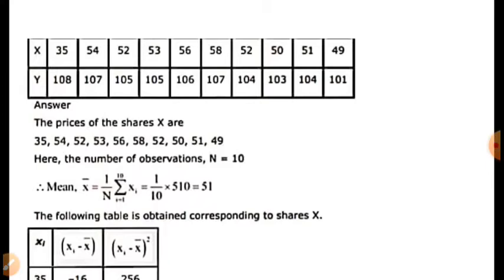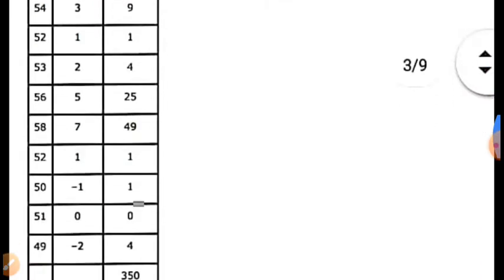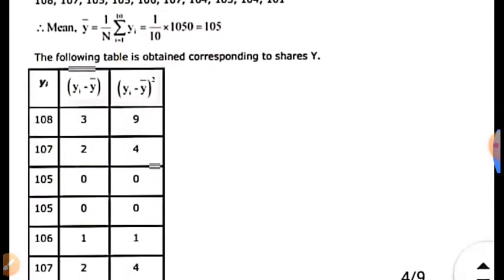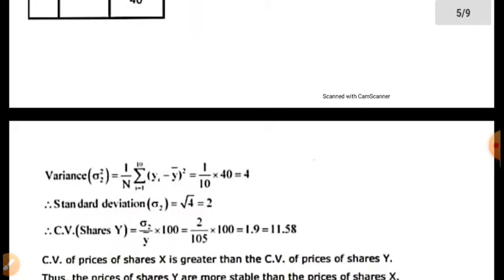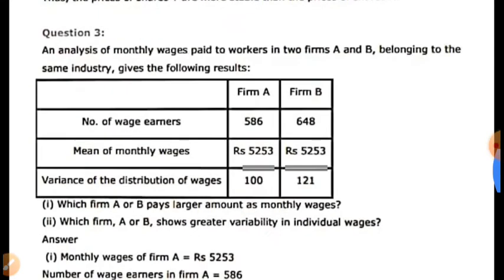What we are doing is the calculation only for the shares of x. Then you need to find the sum of (xi minus x bar) squared, and divide it by the number of observations, that is 35 you will get. The standard deviation is 5.91. So the coefficient of variation for the first shares x is 11.58 by applying the formula. In the same way, for y, if you find the coefficient of variation, you will get 11.58. So you need to compare here.